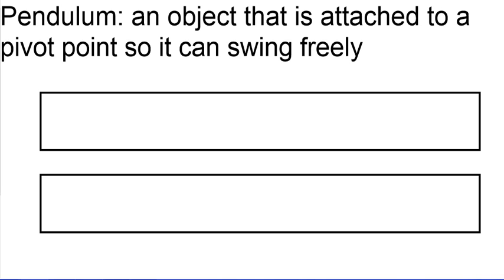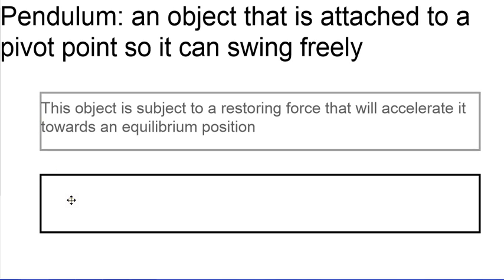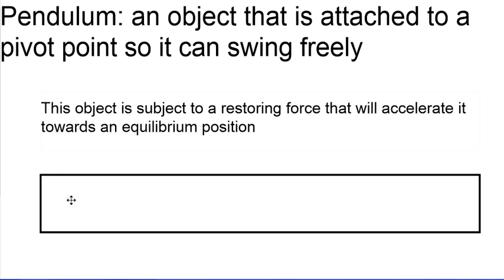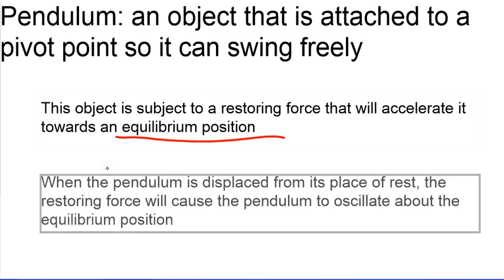A pendulum we can simply define as an object that is attached to a pivot point so it can swing freely. We're going to start with pendulums because they're easier to talk about for simple harmonic motion. Now, this pendulum is subject to a restoring force that will accelerate it towards an equilibrium position. And if we think of a pendulum, that equilibrium position is going to be where it's hanging straight down and it's at rest. And we're going to talk a little bit more about that in just a moment.